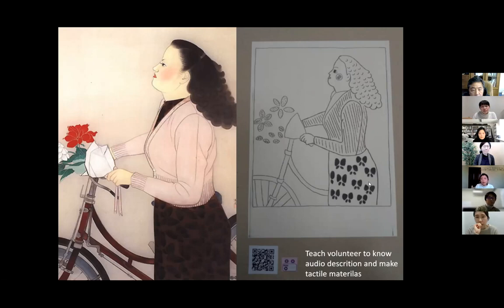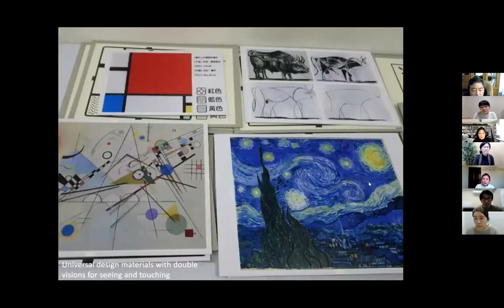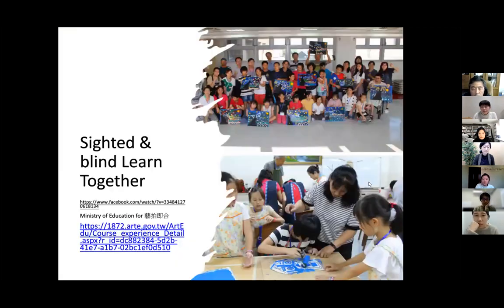And this one is where I work with the social work department. And this one is the association TEPA. We try to make universal design material with double vision for seeing and touch. There are raised lines on the surface, so you can see the color and the line, but you can also touch the information.